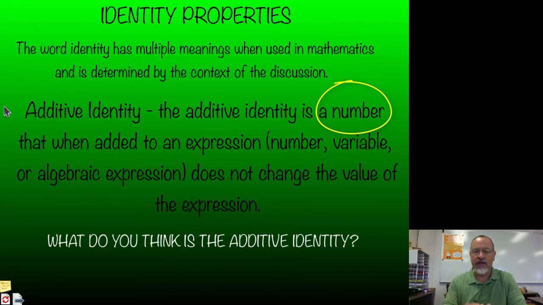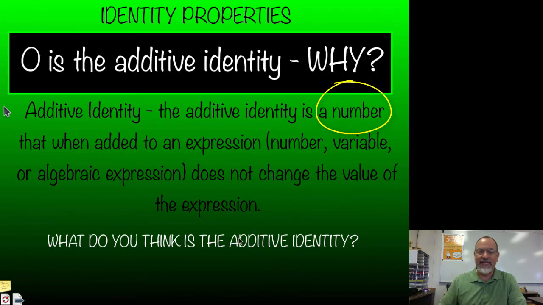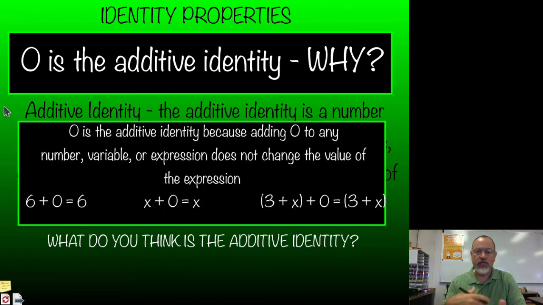So what do you think that number is? I think if you thought about this a little bit, you could come up with that pretty easy. The additive identity is 0. Okay, so 0 is the additive identity. Now, why is 0 the additive identity? Well, 0 is the additive identity because when we add 0 to any number, it doesn't change the number. As down here, 6 plus 0 is still 6.